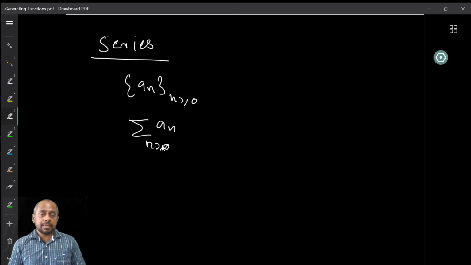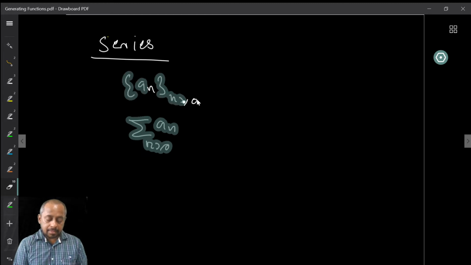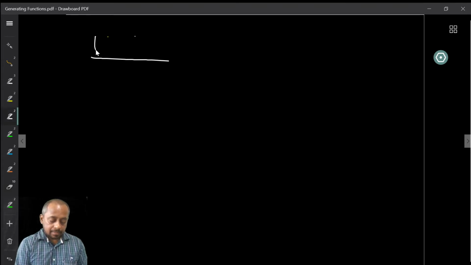But we are not really interested in convergence of these things. What we want is to somehow encode the combinatorial data that we have into a series so that we can recover it. Now, related to sequences, you have also studied another thing called power series, right? So we are not interested in this. We are interested in what we call power series.